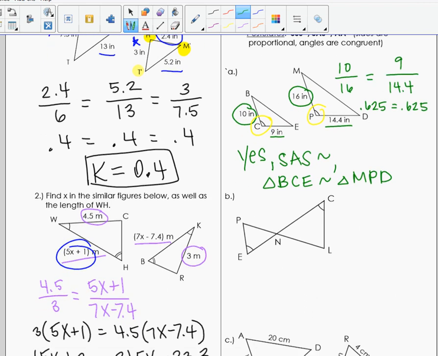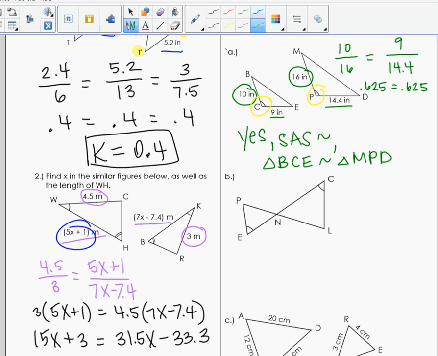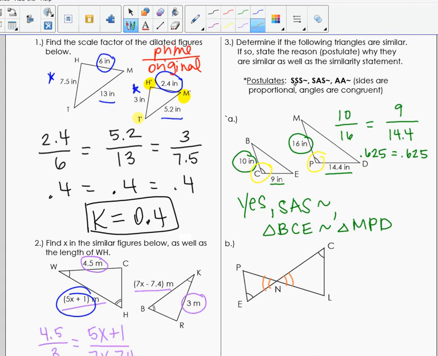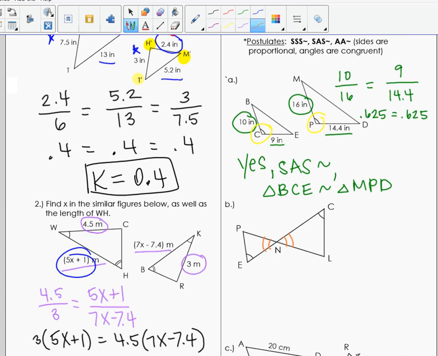In part B, we have 1 angle pair marked, but we can also say, okay, in the middle we have vertical angles here. So then I have no sides, which means side, side, side is totally out of the question. Side, angle, side is totally out of the question. The only one these could be similar by is angle, angle, and they are. Because we have 2 pairs of congruent angles at E and C, and then P and L. So for your similarity statement, again, just write out, it doesn't matter, let's say triangle PEN is similar to triangle.